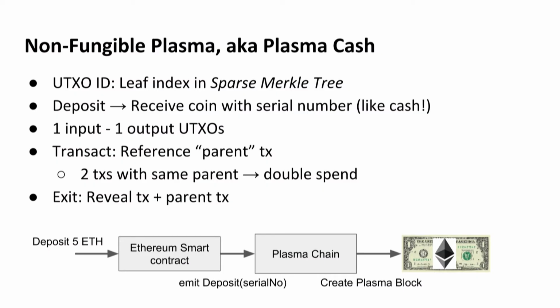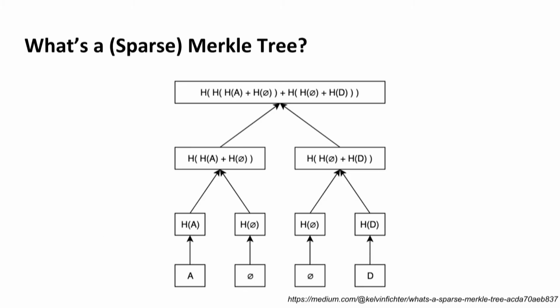But we assume that we use non-fungible transactions. When you want to transact, when you want to send your coin to someone else, you need to refer to the block in which you received it and the parent block. I will explain why you need that. And when you want to withdraw your funds, you also need to reveal 2 transactions: the transaction in which you got the coin and the parent transaction. This is part of the exit game.